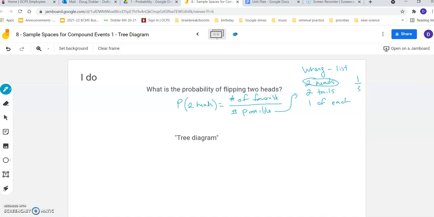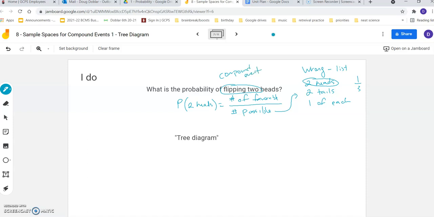And that's wrong, and it seems right probably if you've never worked on a problem like this. Right off the bat, that seems like that should be it. So I want to teach you how to make what's called a tree diagram today when you're dealing with a compound event, which we are doing here. Two heads, so this is a compound event.